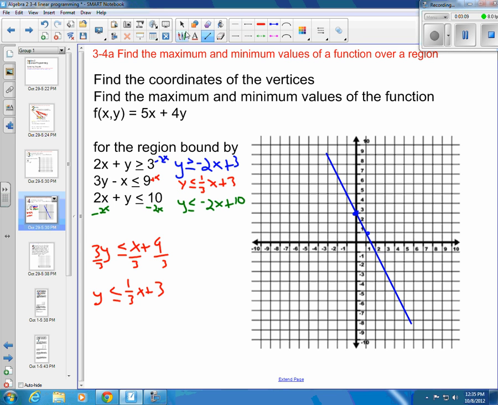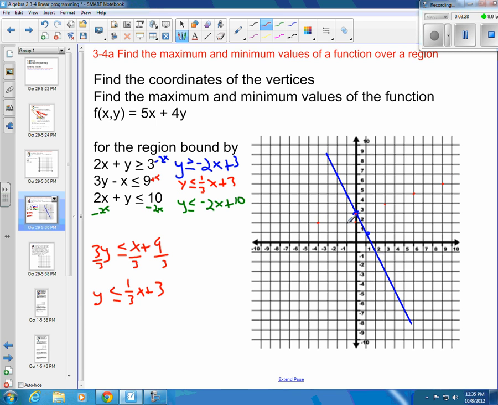Let me get my second one, and I'll graph it in red. So my y-intercept is still 3. And this time I'm going up 1, forward 1, 2, 3. Up 1, forward 1, 2, 3. Go the other way, so it's down 1, back 1, 2, 3.